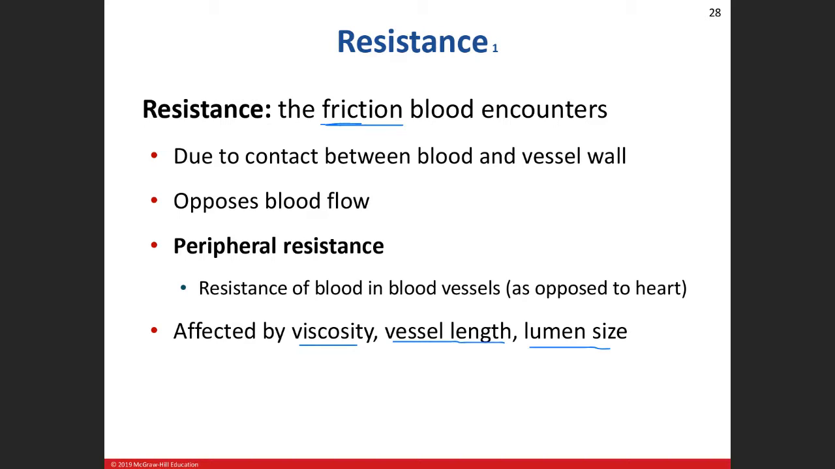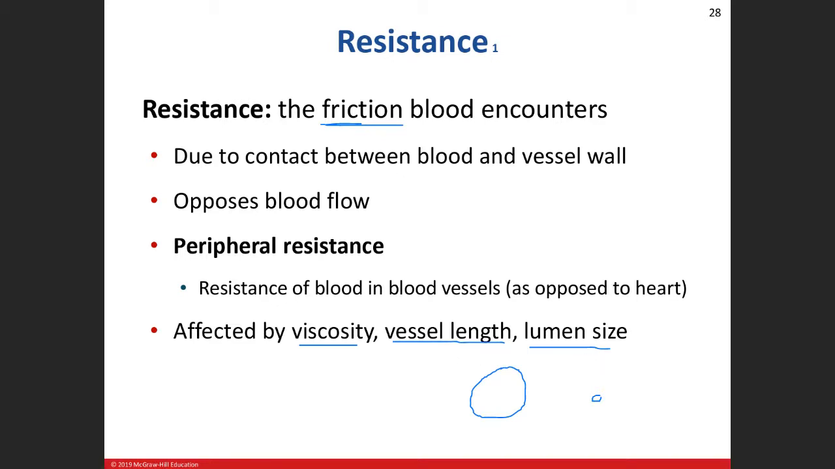Do you think that blood will encounter more resistance in this lumen or more resistance in this lumen? Smaller. Yeah, that's right. It's easier to drink water through a big wide straw than it is a tiny straw. You ever seen those cocktail straws that they serve at bars? You try to suck through whatever you're drinking through one of those. It takes a lot of work. But when you get a bigger straw, it's easier to pull through, less resistance. So that's what we're talking about: viscosity, vessel length, and lumen size.